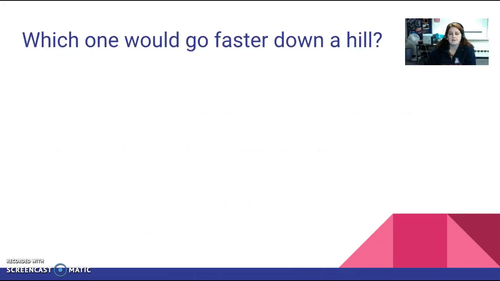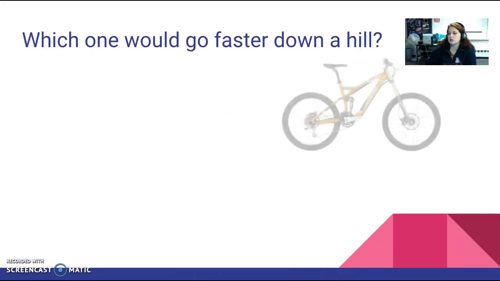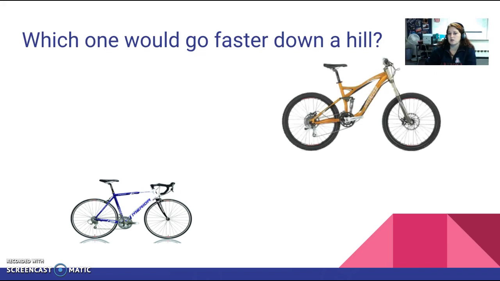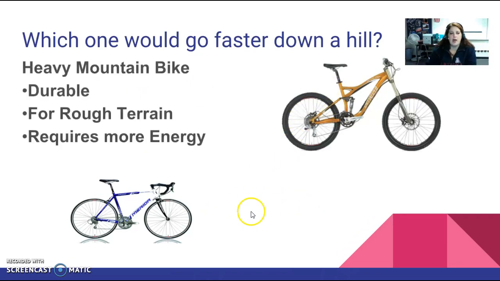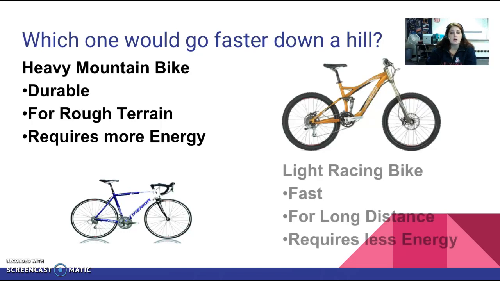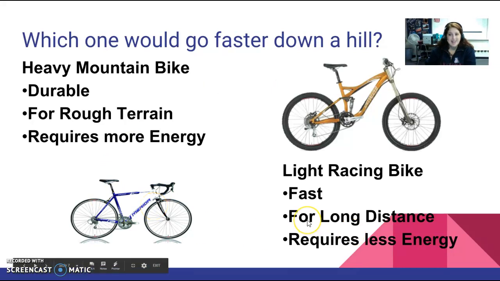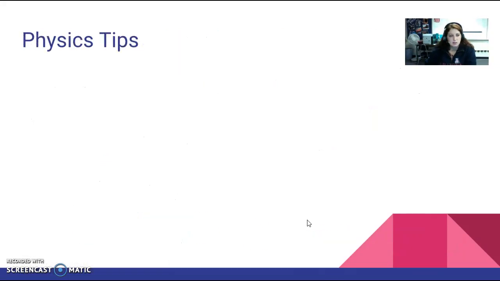So here's a question for you. Which one of these bicycles would go faster down a hill? This one here is a mountain bike, and this one's like a road bike. The heavy mountain bike is great. It's really durable. It's really good for rough terrain, going on trails and beaches and all sorts of things. But it does require more energy versus a light racing bike, which is really fast. It's good for long distances, and it requires less energy to run. This one is going to go faster down a hill because it's lighter, and it also requires less energy.